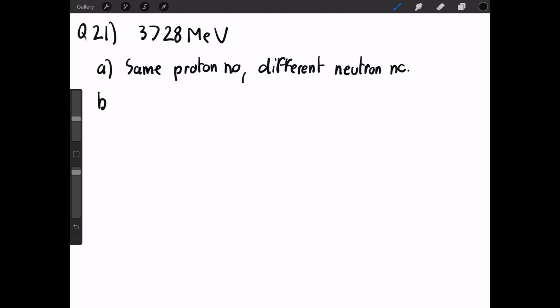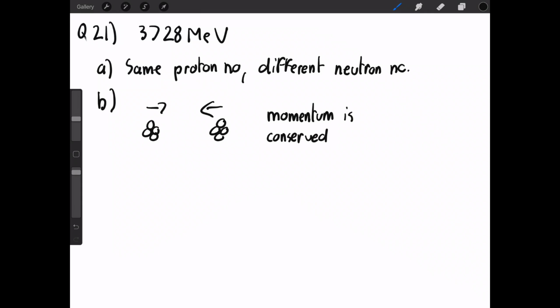Right, B. Explain why the 2 photons are formed instead of a single photon when a helium nucleus annihilates with an antihelium nucleus. So if we've got 2 helium nuclei travelling like this, they're going to annihilate each other, they're going to collide with each other. Think about what properties have to be conserved in any interaction, and one that springs to mind is momentum. Momentum is conserved. Now, if these were to produce just 1 photon, then momentum wouldn't be conserved.